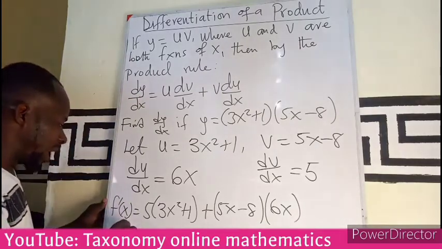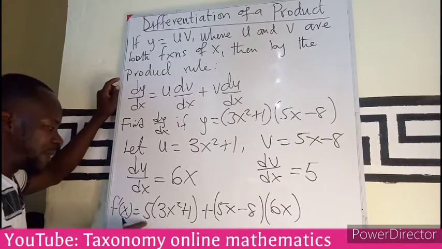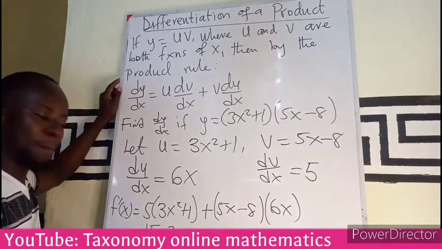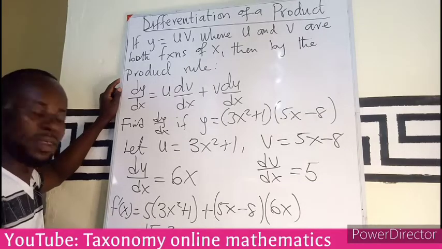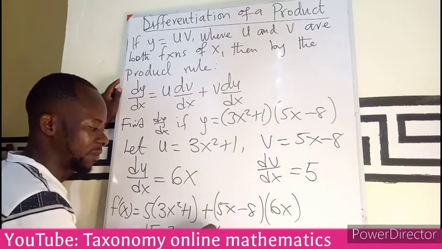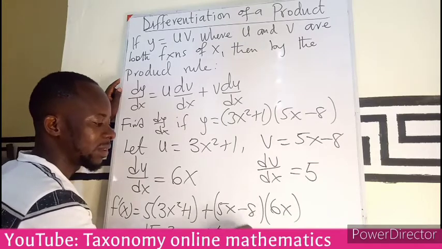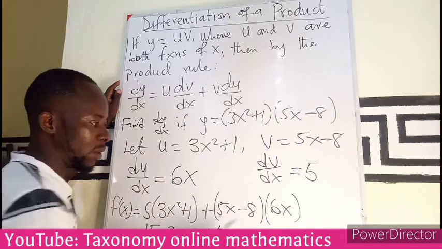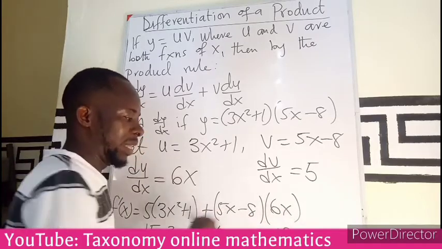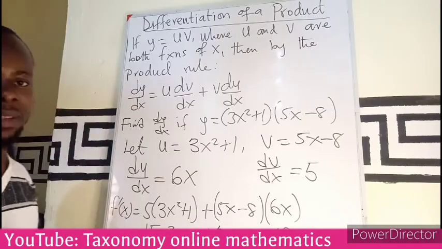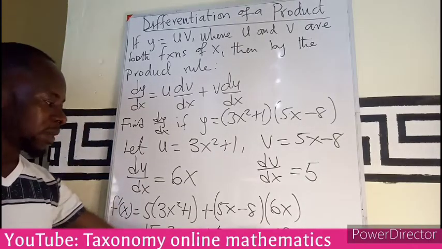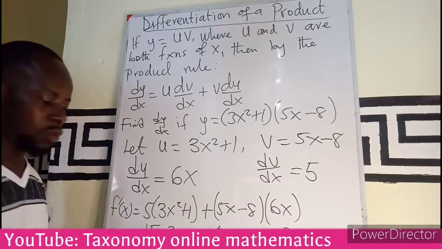So now if you want to expand, we can get 5 multiplying this to give us 15x² + 5. Then we have plus, this is multiplying this, so we have 30x² and then all the way minus 48x. I think there is no x here, so we have that. So we can see that we have x², x, constant. So now we group them.